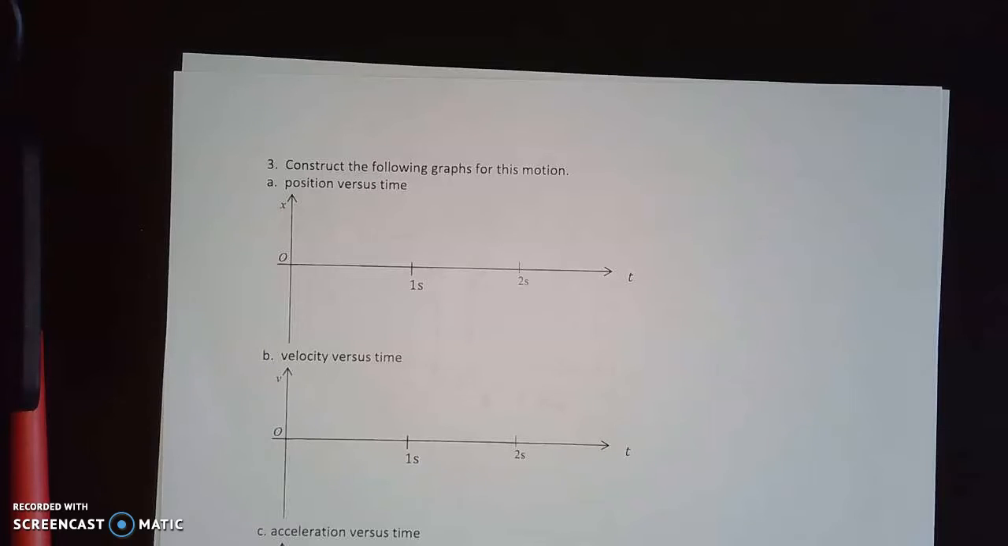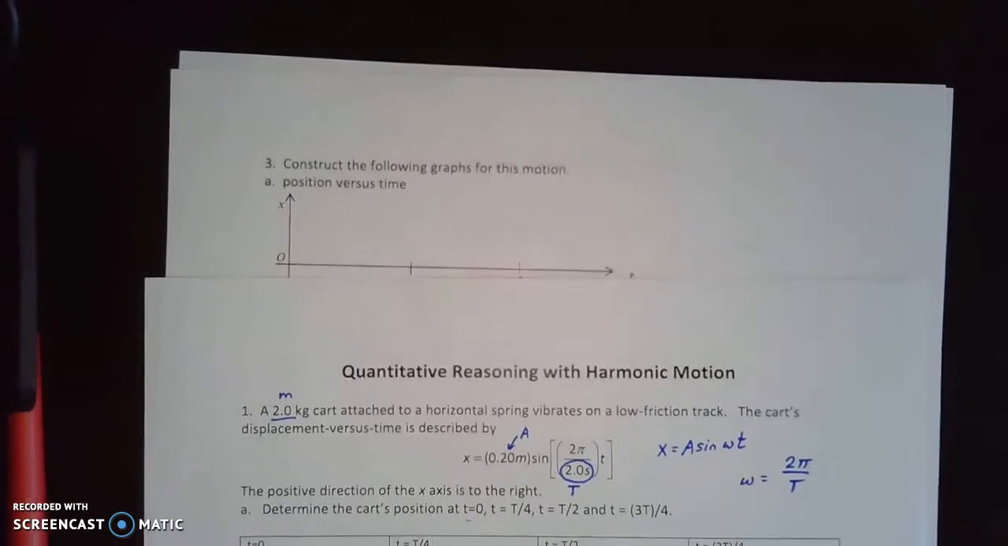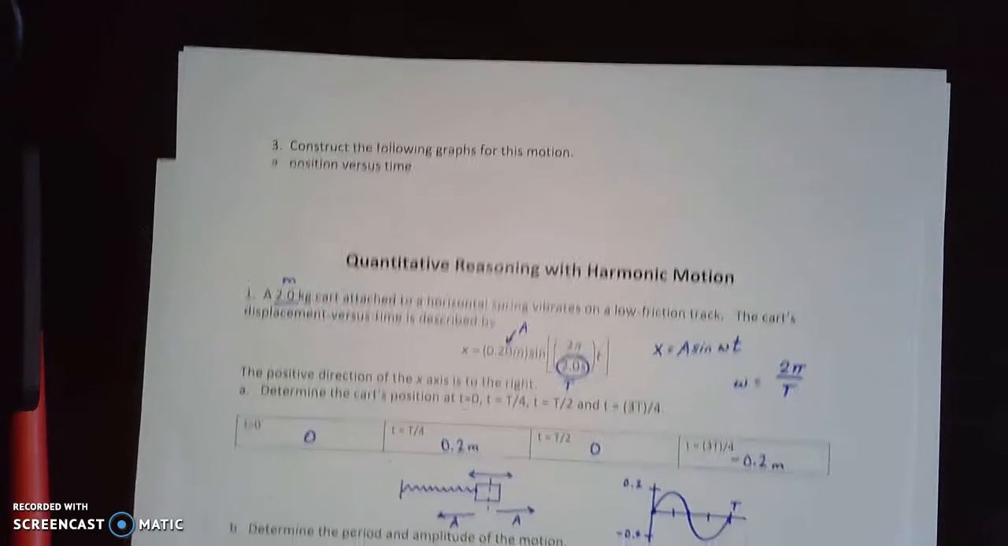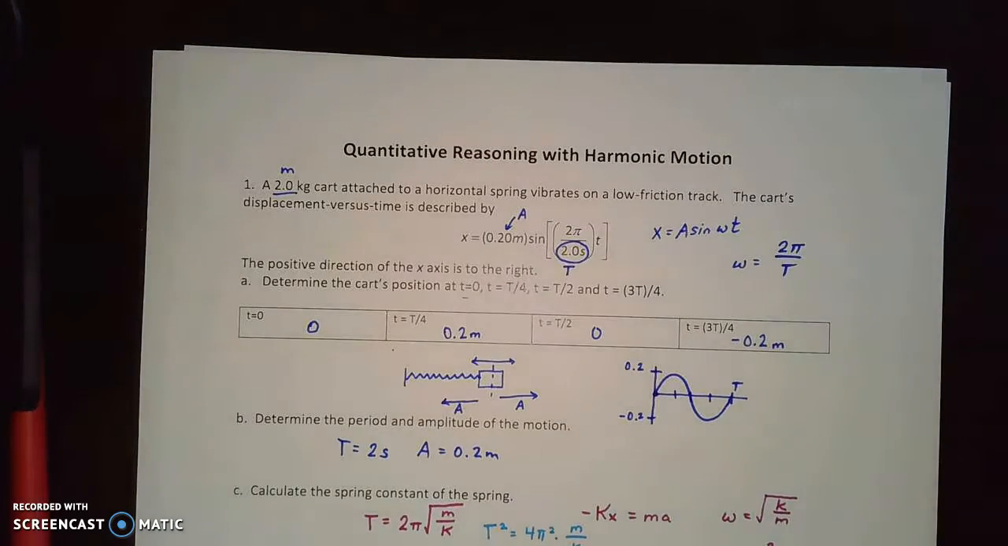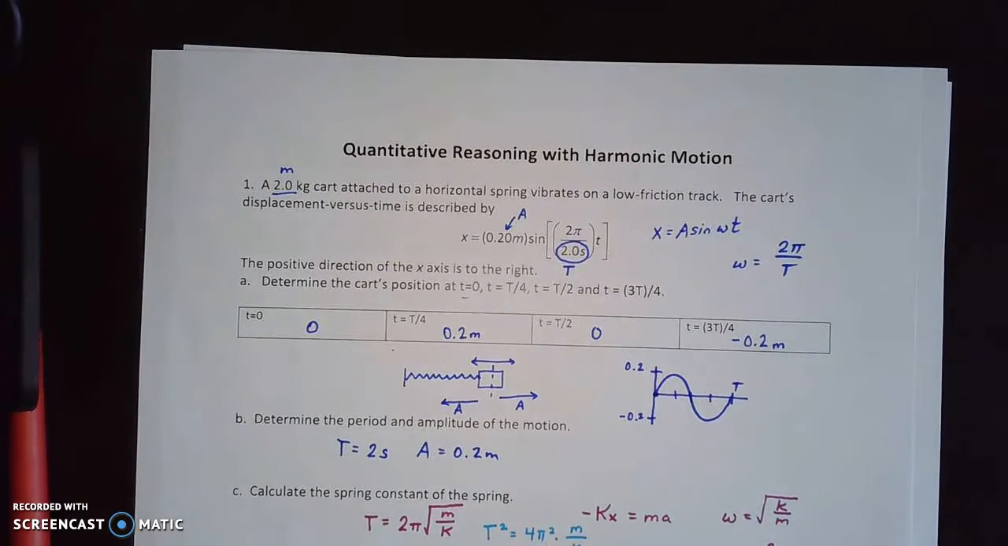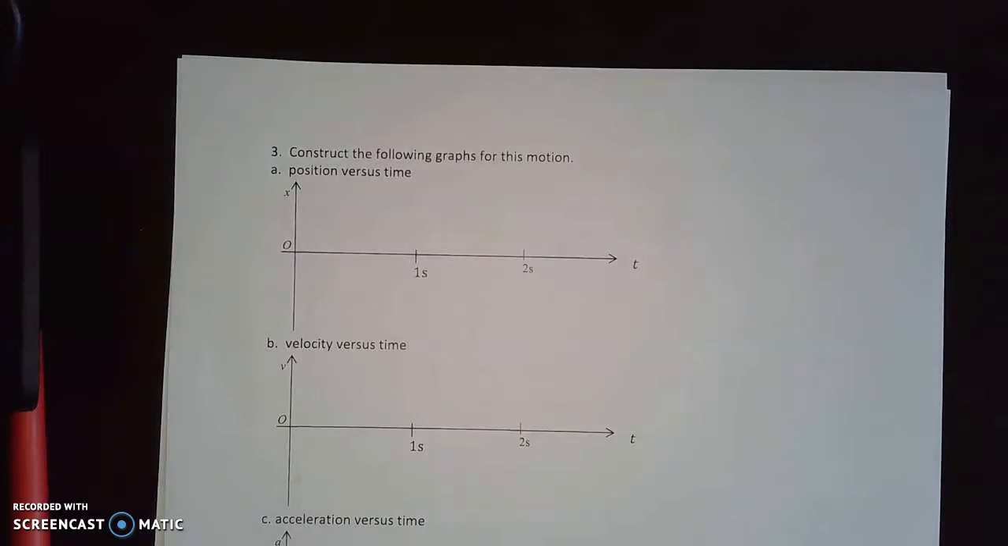Okay, so let's keep going with our quantitative reasoning. Just as a reminder, we're looking at this situation associated with an object moving back and forth, back and forth. Now, in order to analyze this, we already made a sample position time graph to go along with this, so we can use that as we're going through.